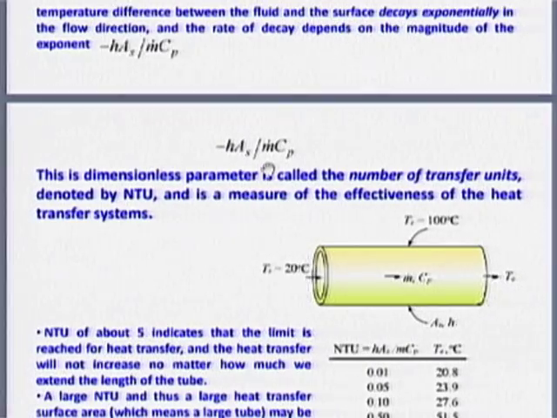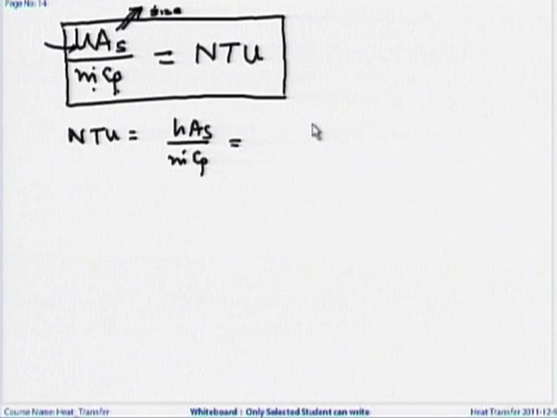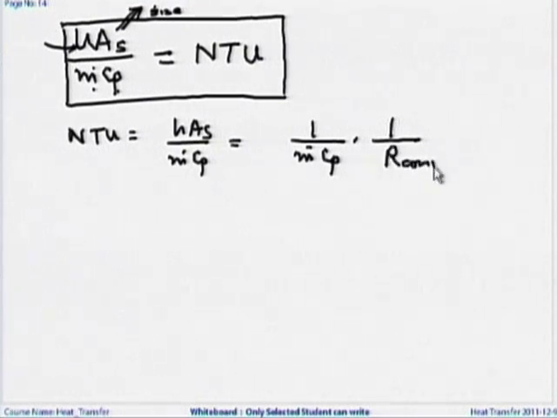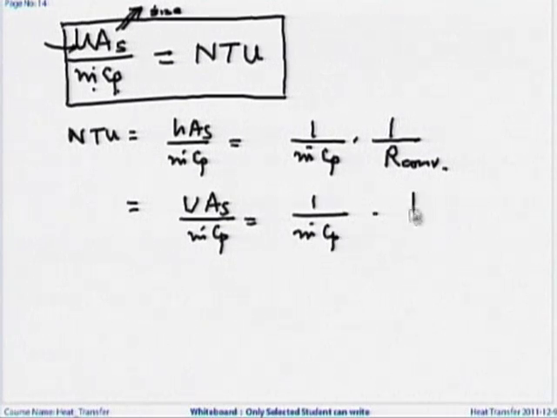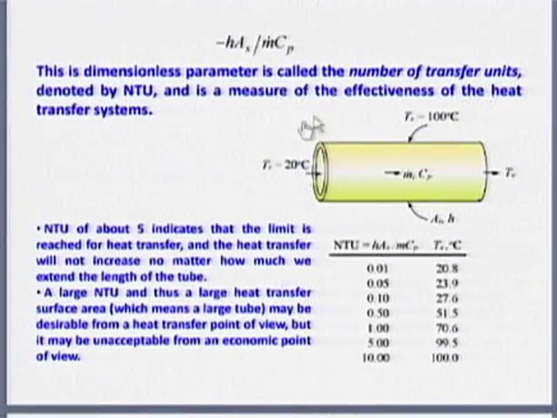This dimensionless parameter, now instead of hAs, I am calling UAs. This hAs was what? One over convective resistance. In fact, NTU is nothing but, when we did internal flows, we defined NTU as hAs by m dot Cp. This hAs was one over convective resistance. So it is one over m dot Cp times one over R convection. Now we are saying this NTU is UAs by m dot Cp, which is nothing but one over m dot Cp R total.